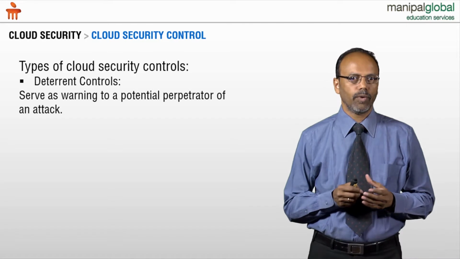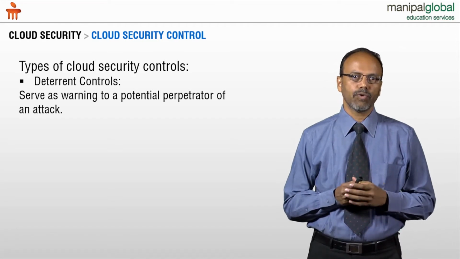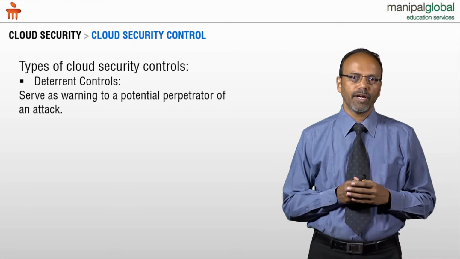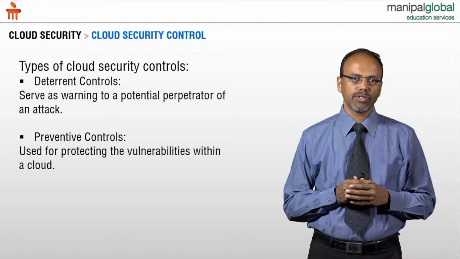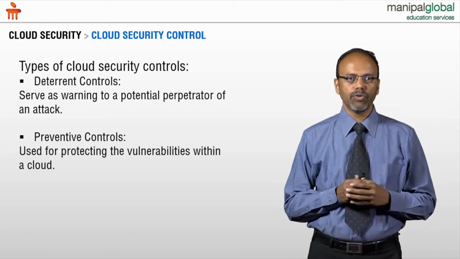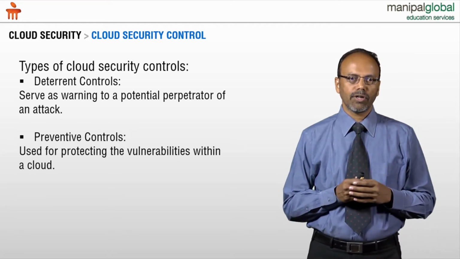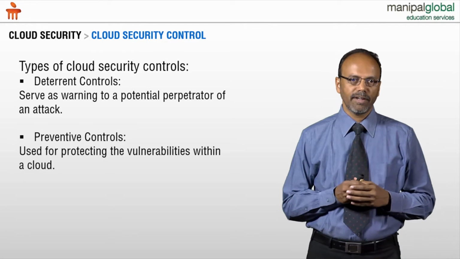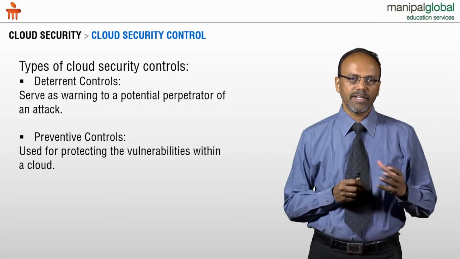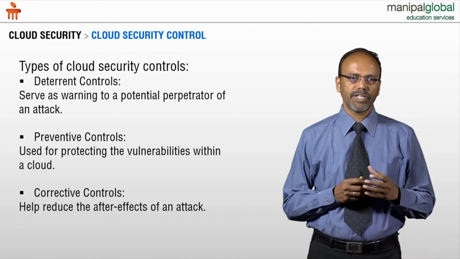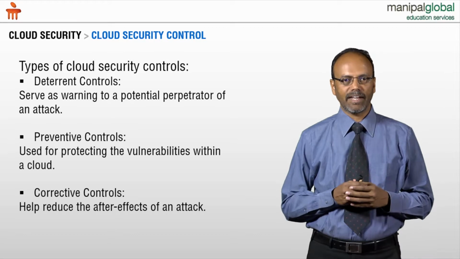Let me talk to you about the different types of security controls which are used in the cloud. One is deterrent controls. They serve as a warning of a potential penetration into your system, and also give you a warning about the perpetrator of the attack. There are preventive controls, which try to protect your cloud against vulnerabilities, and can help a lot in identifying and sensing that an attack is coming against a particular type of vulnerability and can raise alarms.